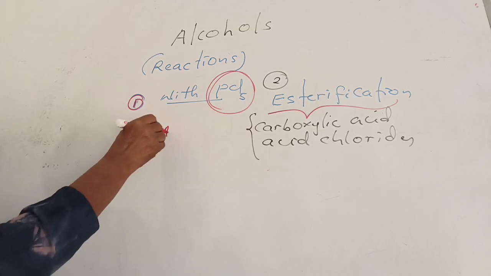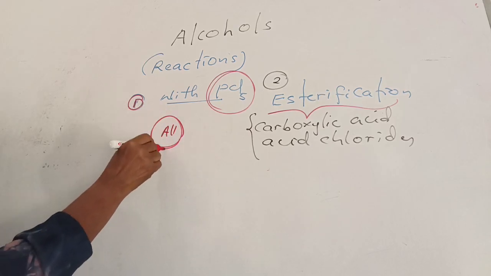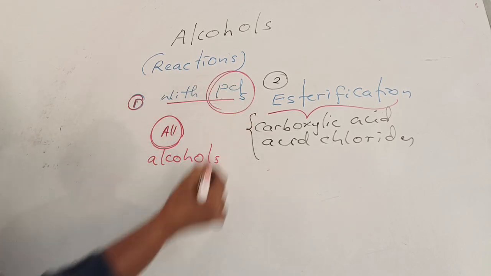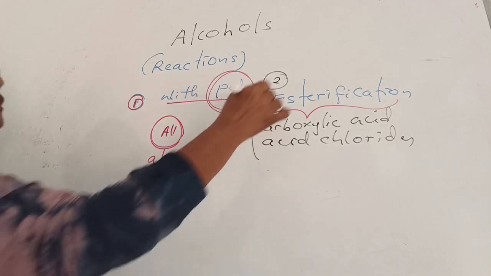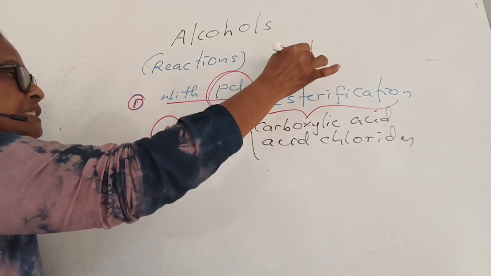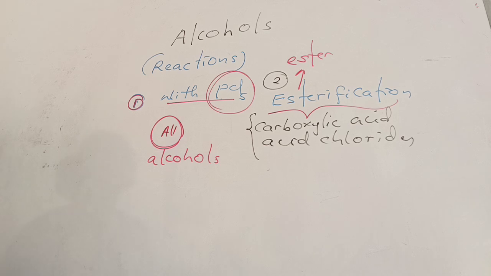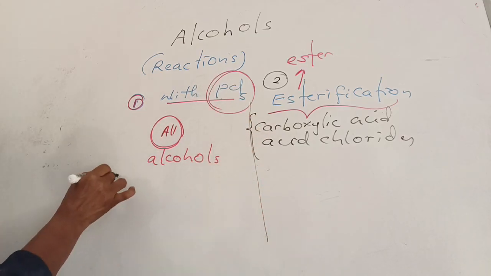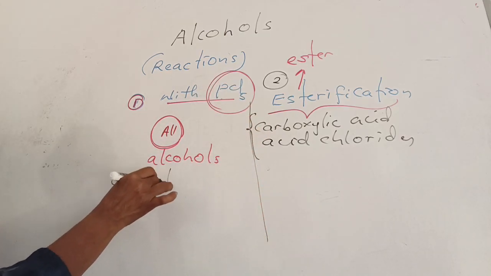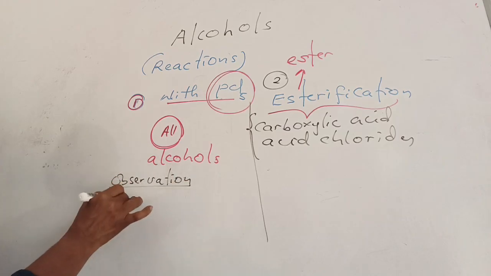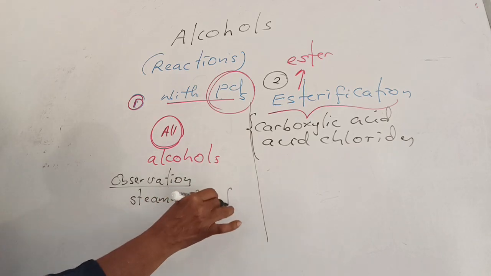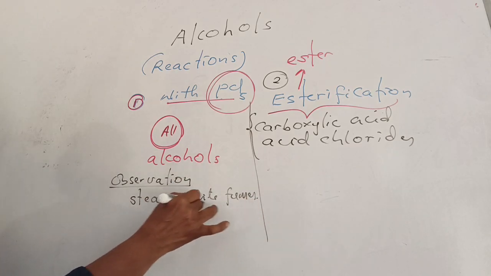All alcohols undergo these two reactions: the first one with PCl5, the second one esterification. This product we call an ester. Ester has a pleasant fruity smell. Your observations vary. With PCl5, the observation is always steamy white fumes, because hydrogen chloride gas is generated, which produces steamy white fumes.